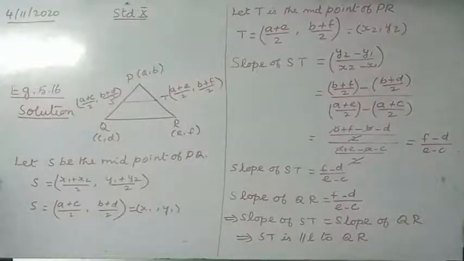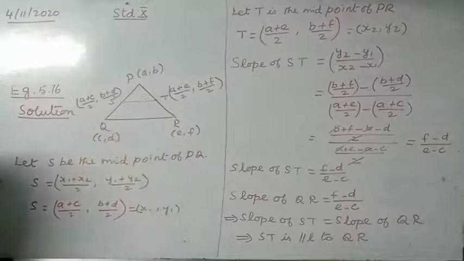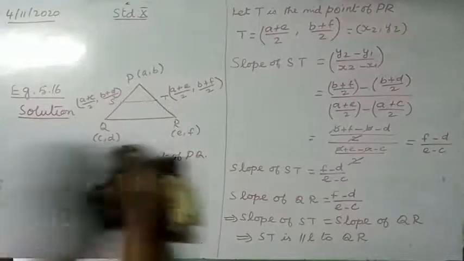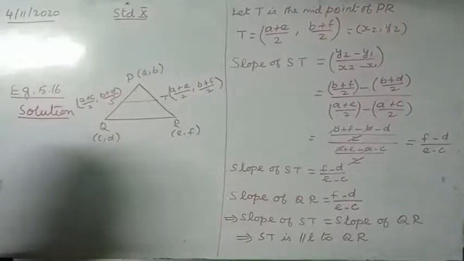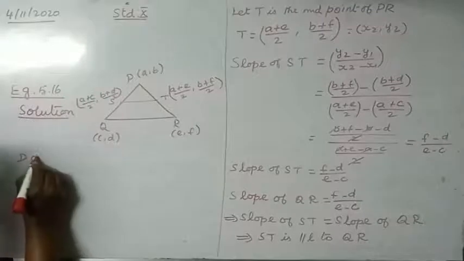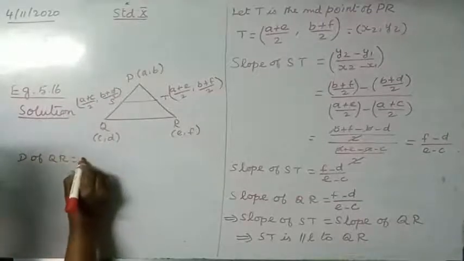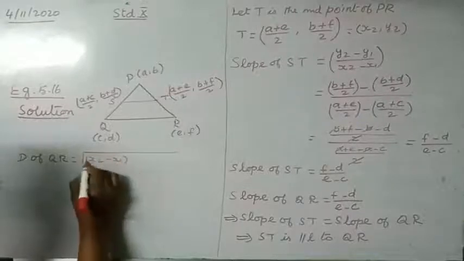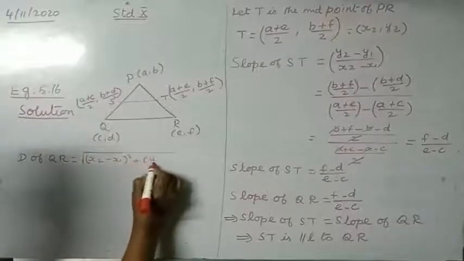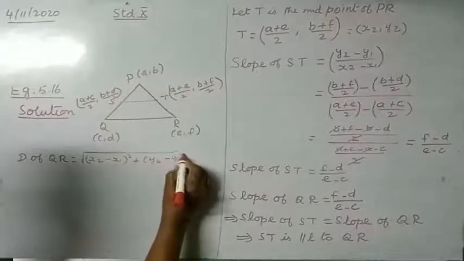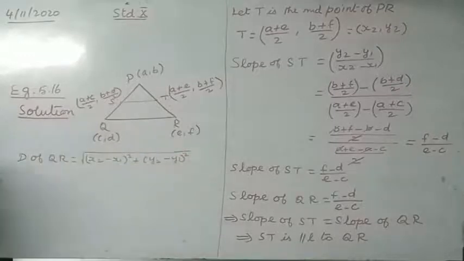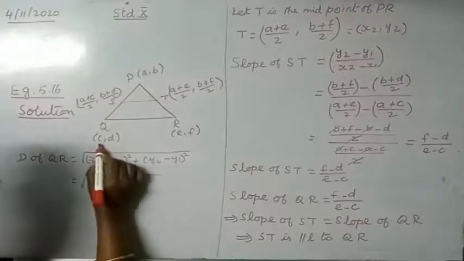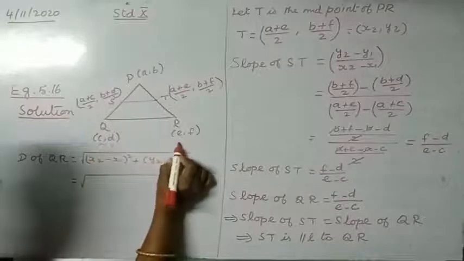Now what is next to prove? ST is half of QR. So for that we want to use the distance formula. First find the distance of QR. So what is the formula? Square root of x2 minus x1 the whole square plus y2 minus y1 the whole square. So this is the distance formula. So in applying the formula to QR, say this is x1 y1, this is x2 y2.